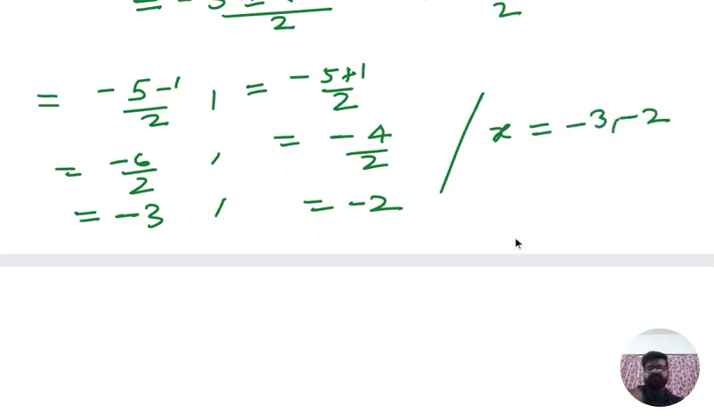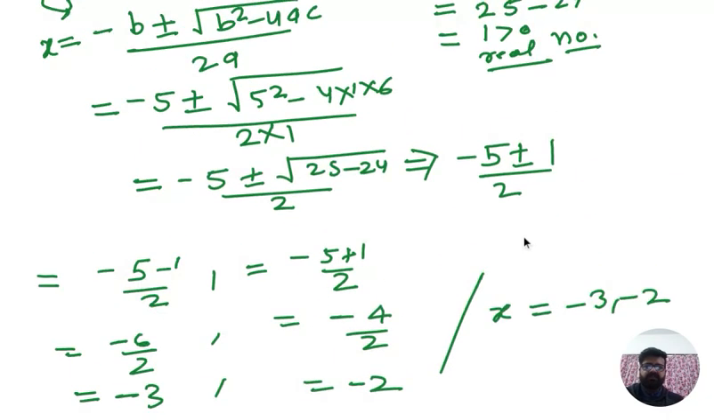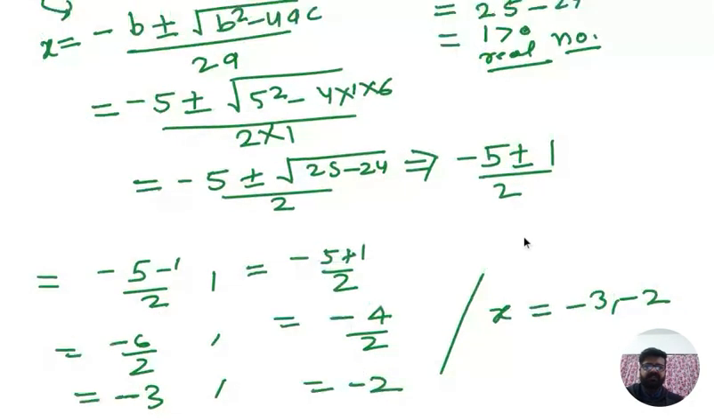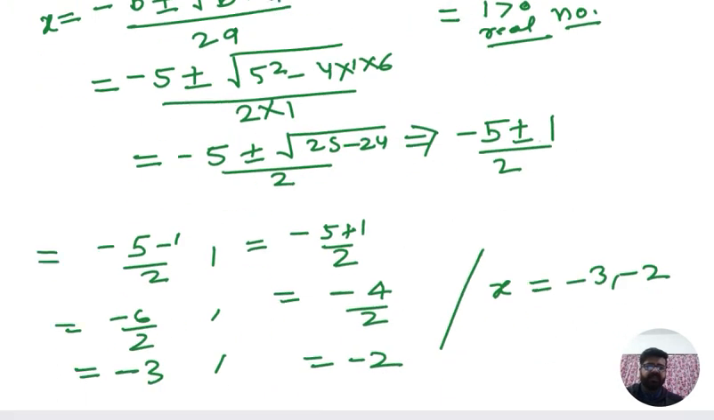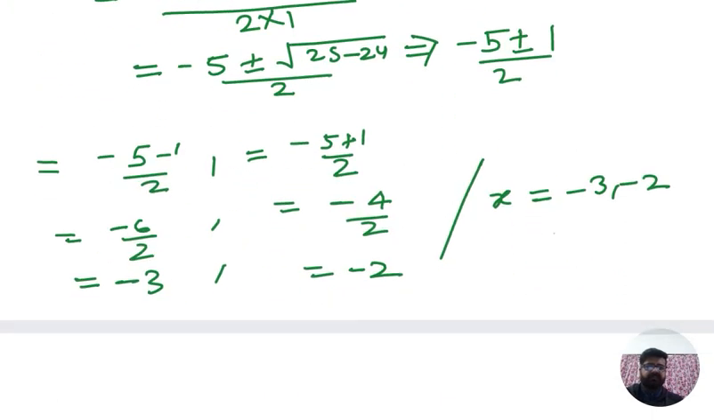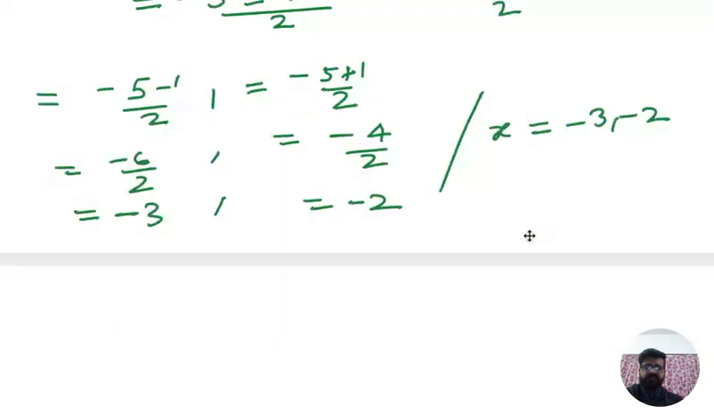So in this way we will find out the roots. First we find out the nature of the roots, and then as you can see here, we find that the roots will be real numbers, and the values of x are minus 3 and minus 2. So in this way we can find out the values.